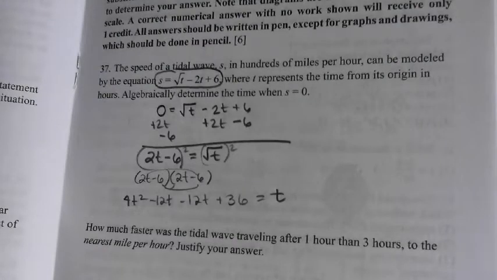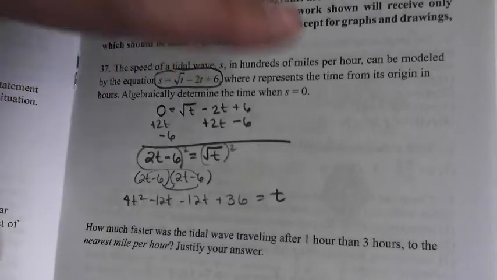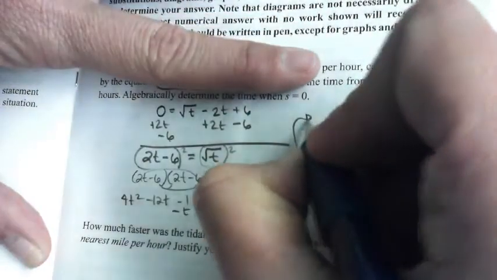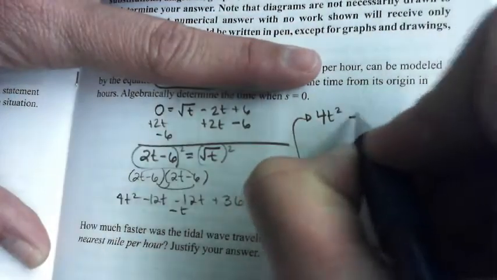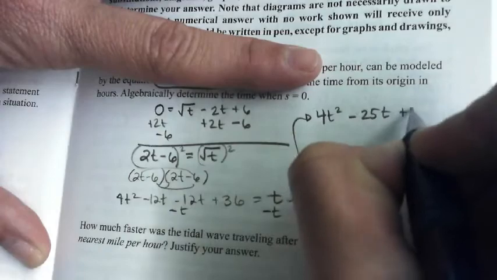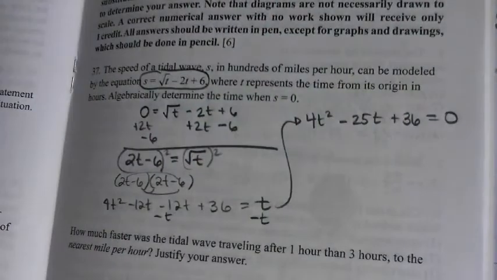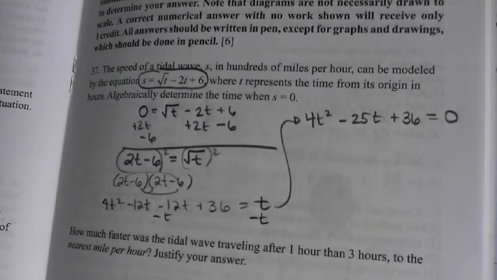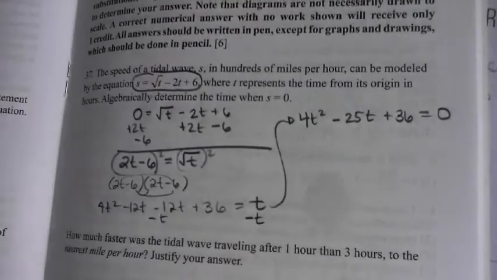And this is common with radicals, rationals. Anything that's not linear or quadratic to start becomes linear or quadratic. So what is this now? Quadratic. So we're going to subtract this t over to get it equal to 0. So we have 4t squared minus 25t plus 36 equals 0. We could solve it by the quadratic formula. We could solve it by factoring, but it does say algebraically, so we got to do one of those.